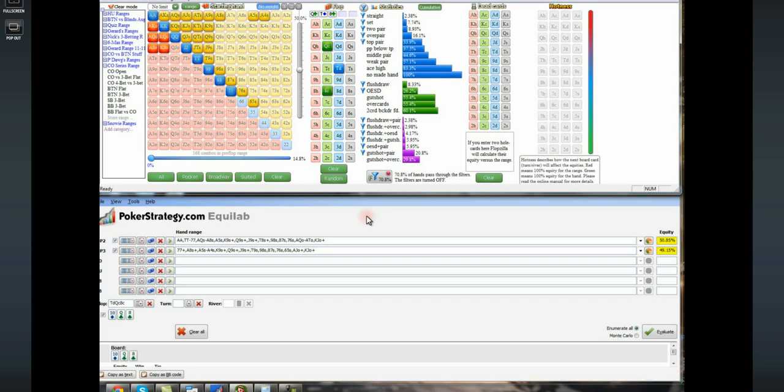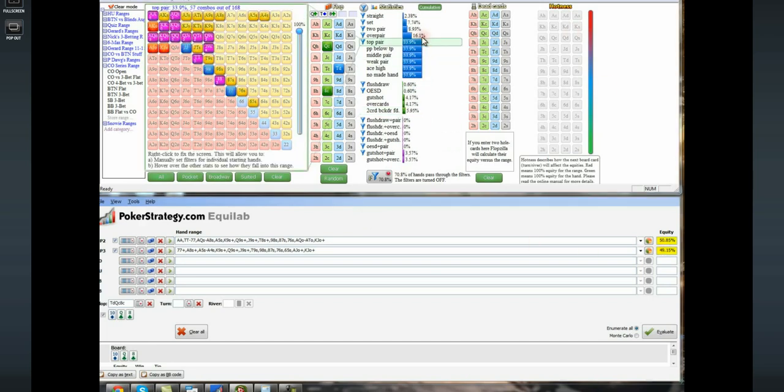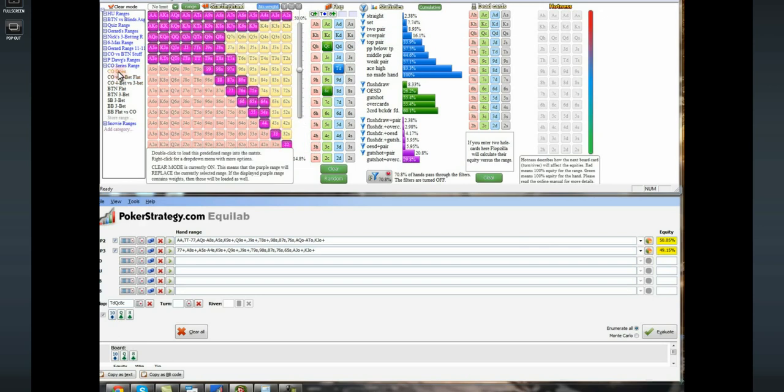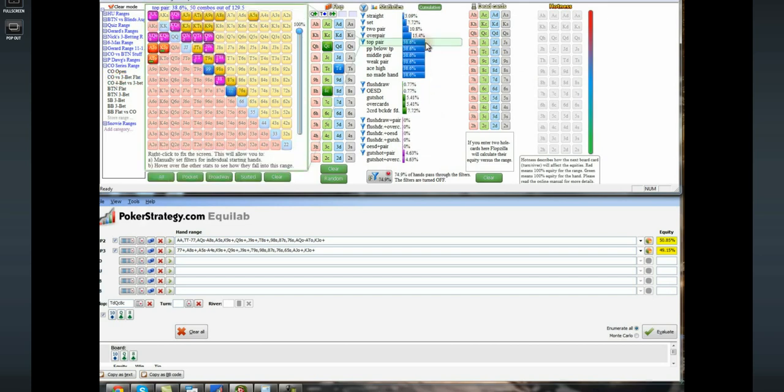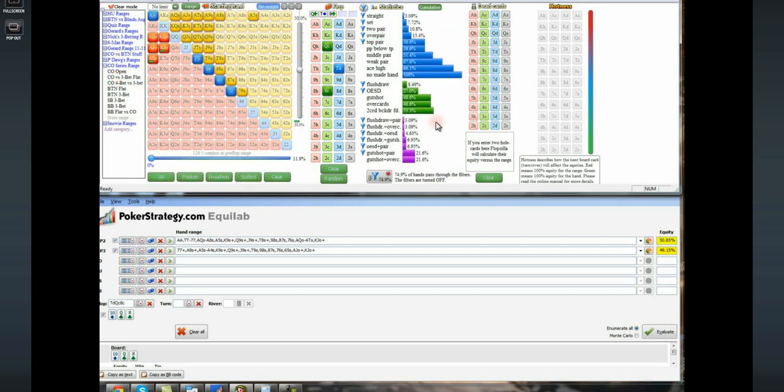Because this is a board that the player in position has more equity. Both, this range has 16.1% over pair or better. The cutoff call has, well, that's the wrong range, has 15.4% over pair or better. So very similar there. So yeah, they have a similar amount of equity, a similar amount of really, really good hands, and then the button just has position, and position is really, really good here.